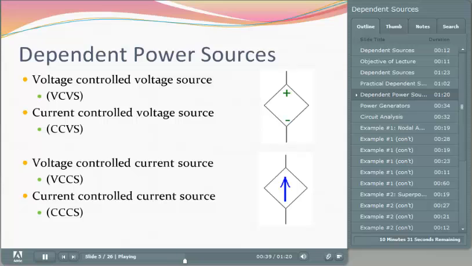The other 2 dependent sources are voltage-controlled current sources and current-controlled current sources. The symbol used for these dependent current sources is the one shown on the lower right of this slide, the diamond with the arrow going through it. The arrowhead tells you the direction that positive current leaves the dependent current source. Similarly to the voltage sources, the voltage-controlled current source has a magnitude of current that's dependent on the voltage across a particular component elsewhere in the circuit, and the current-controlled current source's magnitude is dependent on the current going through another component in the circuit.